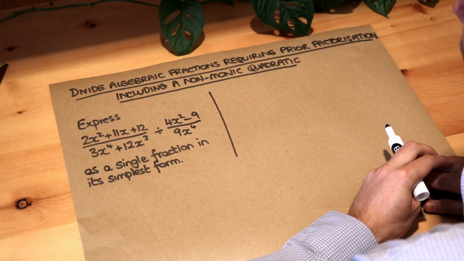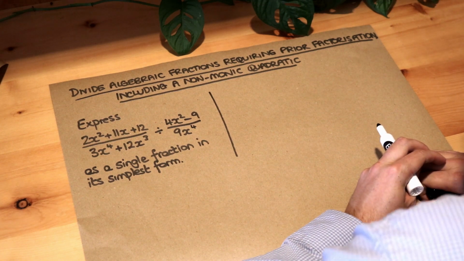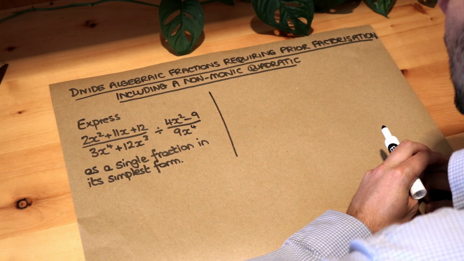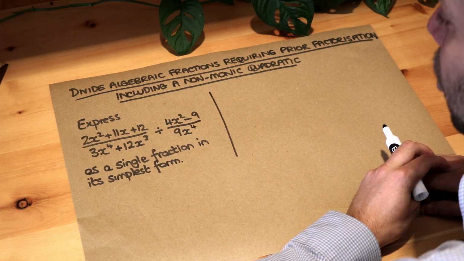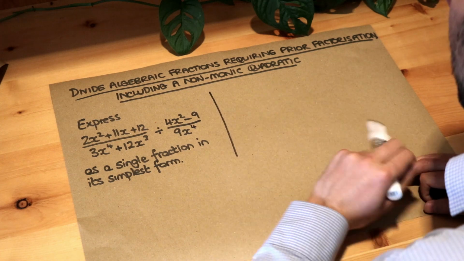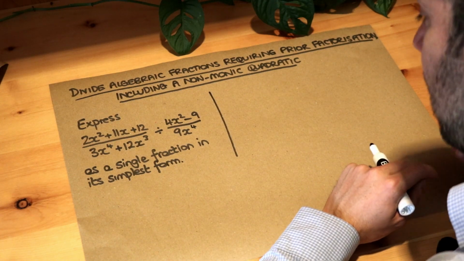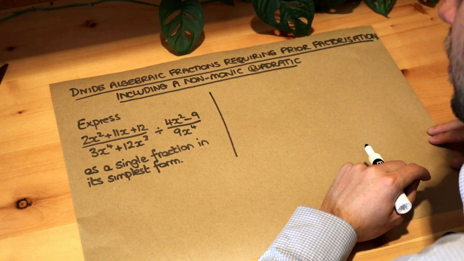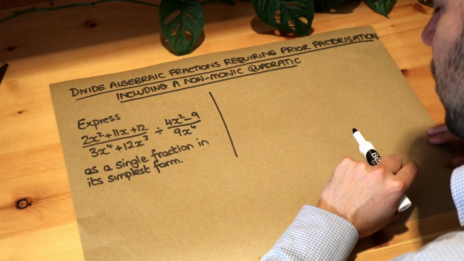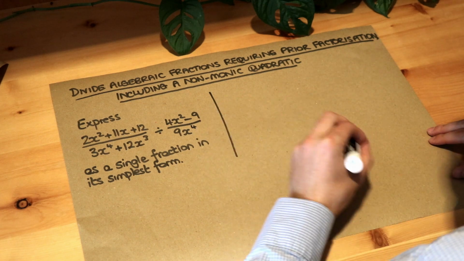Dr Frost video on dividing algebraic fractions requiring prior factorisation, including a non-monic quadratic. Now I'm presuming you saw my previous video on multiplying algebraic fractions with non-monic quadratics, so we're going to use the same principle here. So we're trying to divide these algebraic fractions. Let's remind ourselves how we divide fractions.